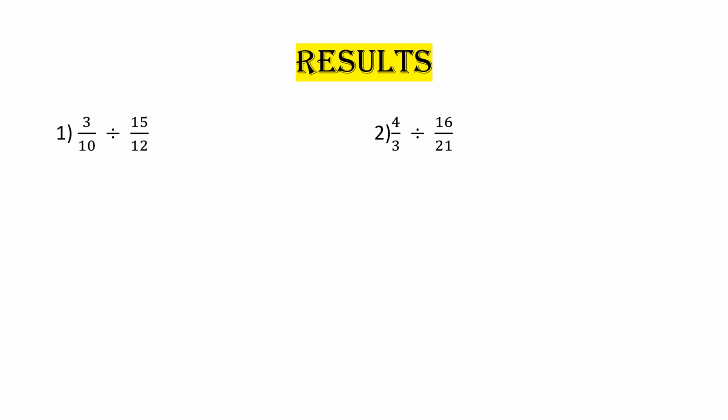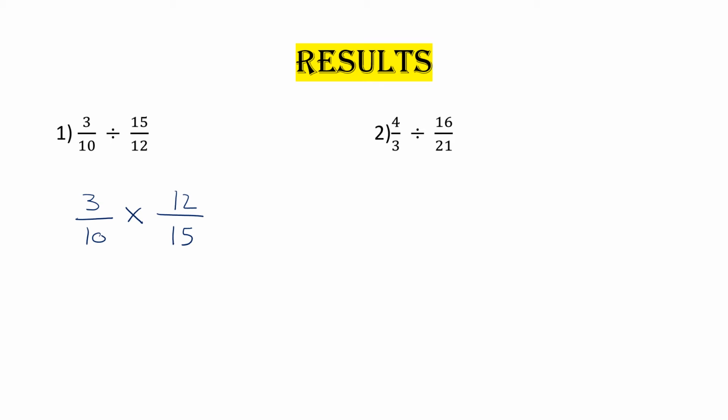Let's go. So we have 3 over 10 divided by 15 over 12. So again, let me do what we do first. So we have 3 over 10. We change division to multiplication, and then we invert. So instead of 15 over 12, it will now be 12 over 15. Yes, that's it. And now we could break down.